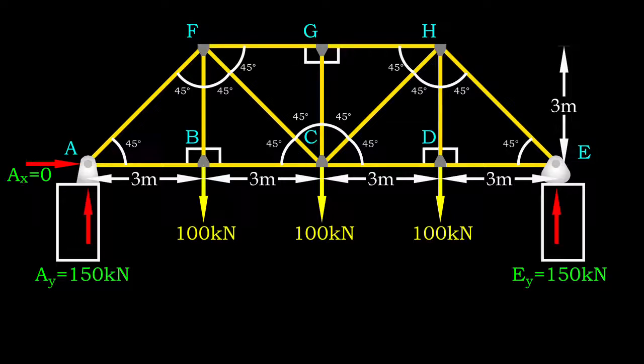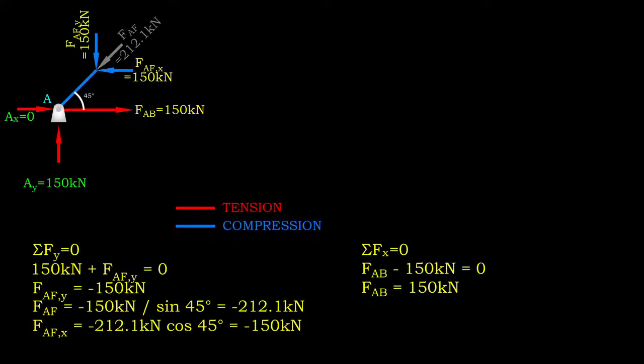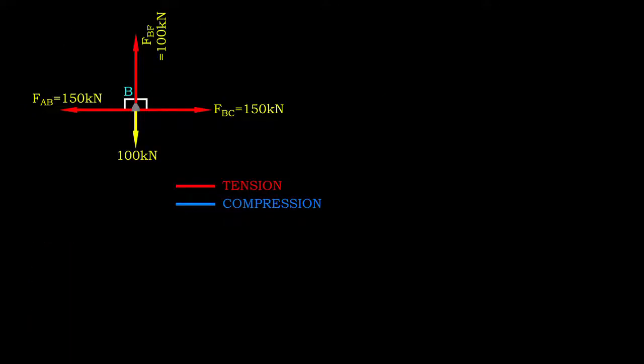To do so, we need to determine the support reactions. For symmetrical truss like this, the vertical reaction at each end should equal to half of the total applied load. Then, to calculate member forces, we may use method of joint.